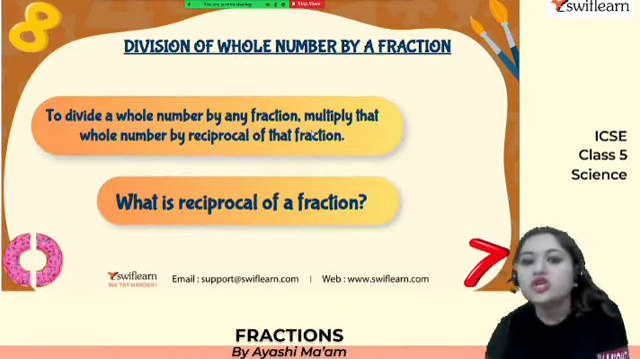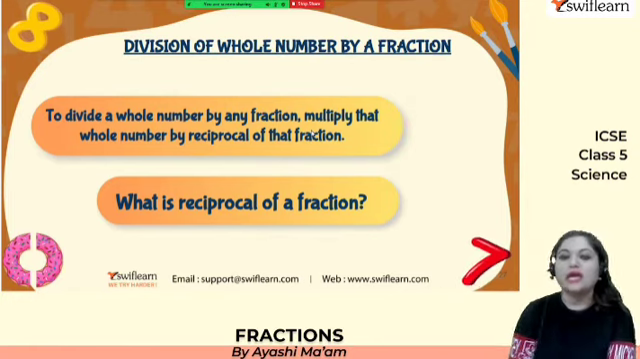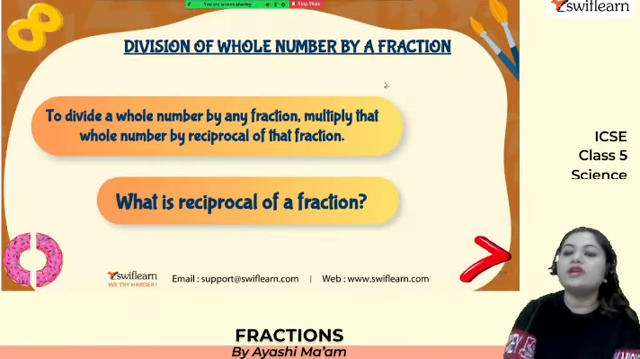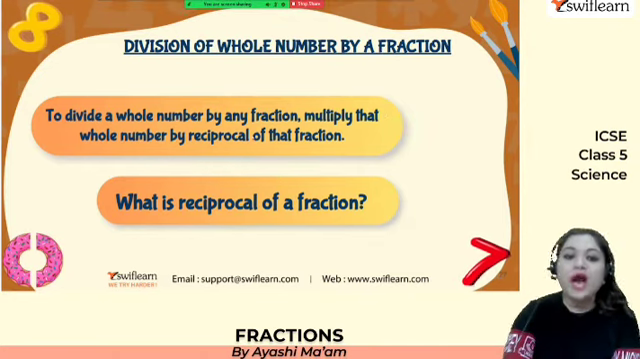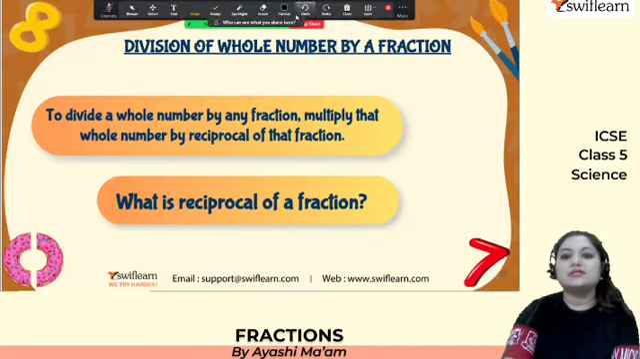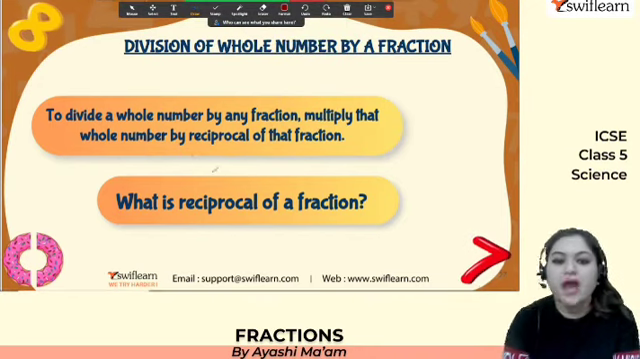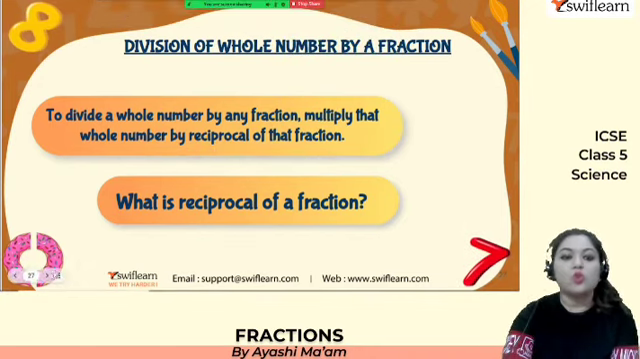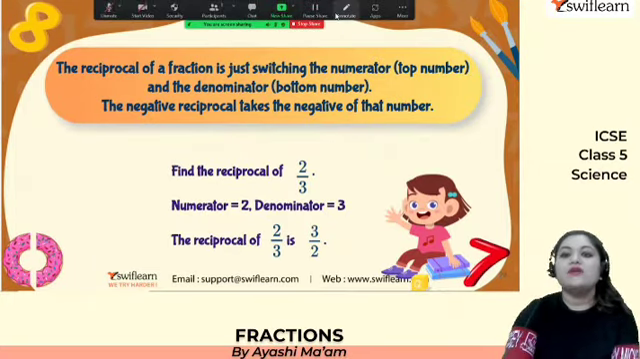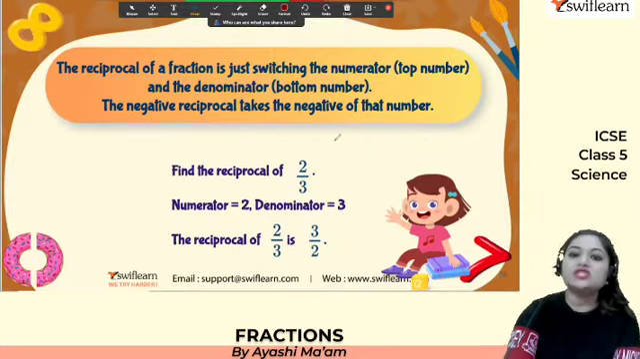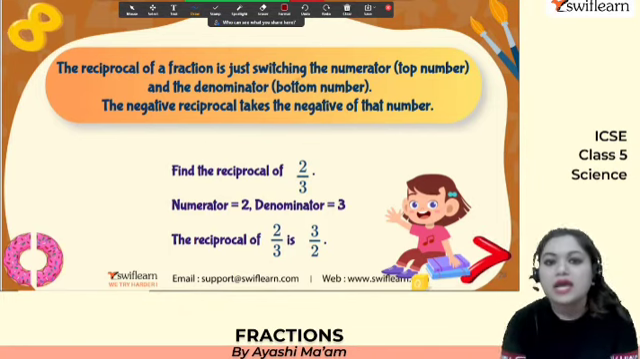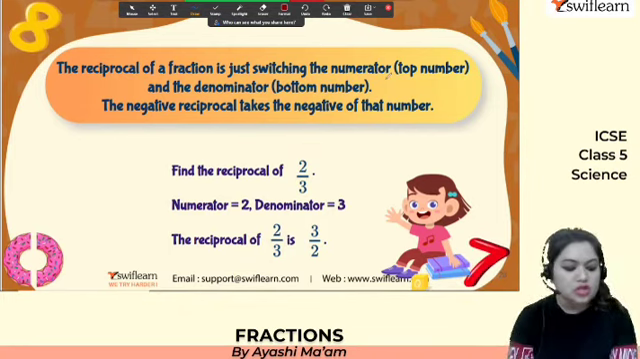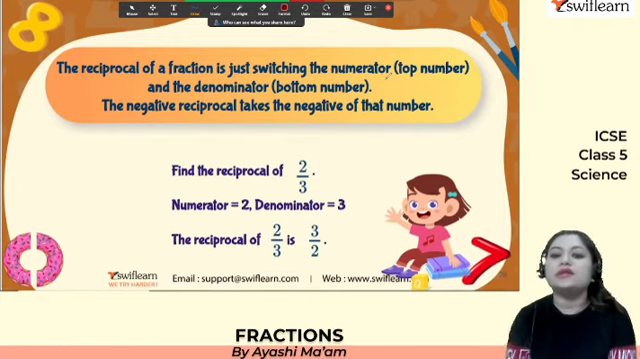First, you have division of a whole number by a fraction. Any whole number is there and we are dividing it by a fraction. You have to understand what the reciprocal of the fraction is. Very, very important topic. In order to perform division, we should understand what the reciprocal of a fraction is. Reciprocal means nothing but interchanging the numerator and denominator. It is just switching the numerator, that is the top number, and the denominator, that is the bottom number. And the negative reciprocal takes the negative of that number.